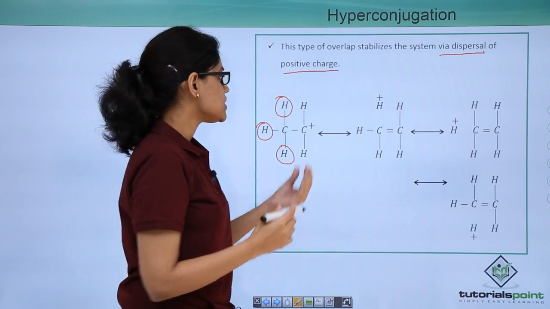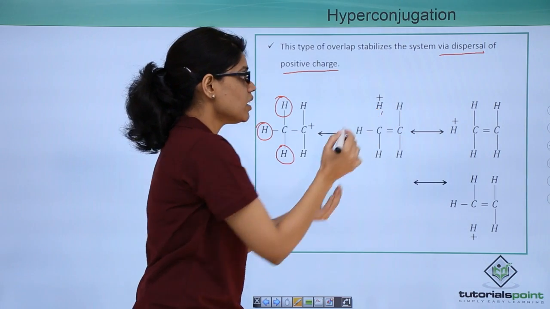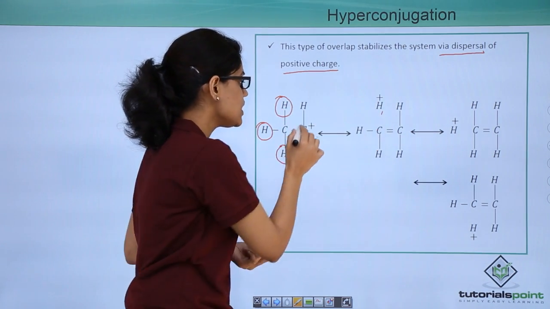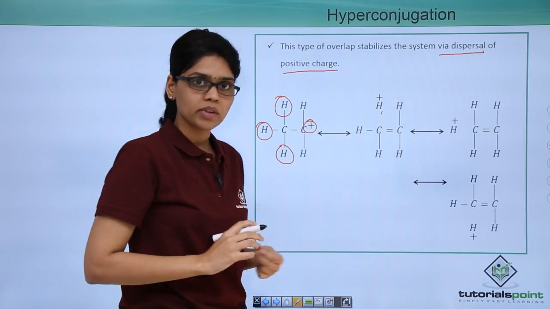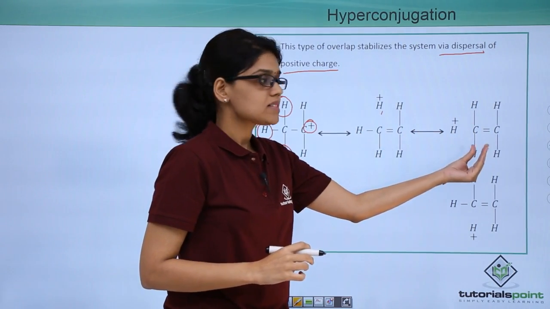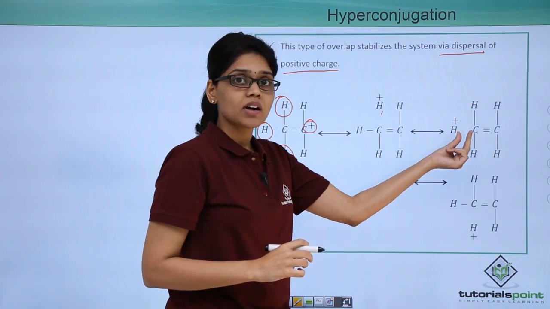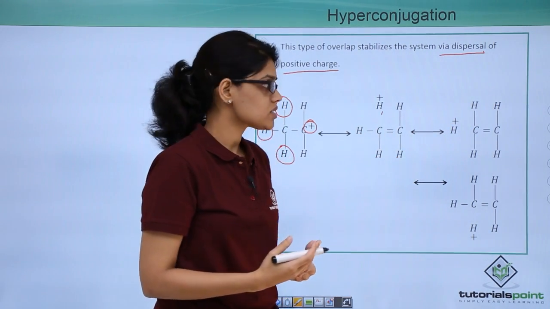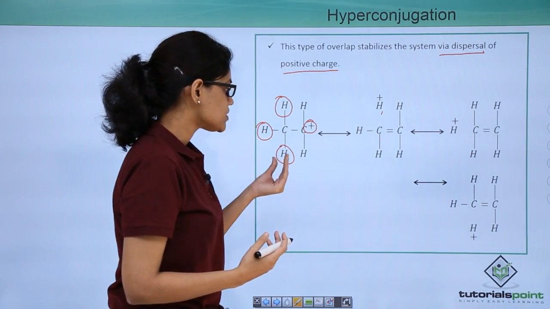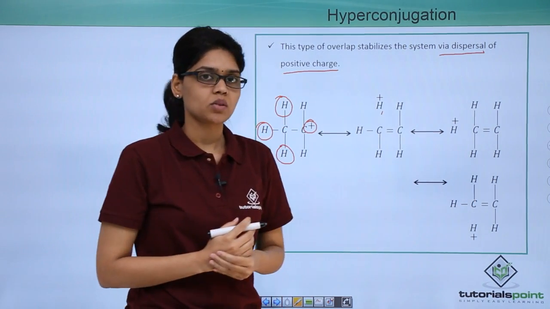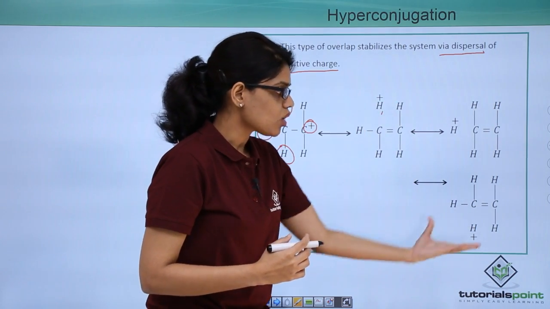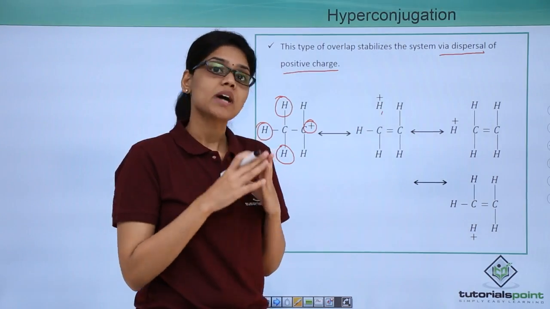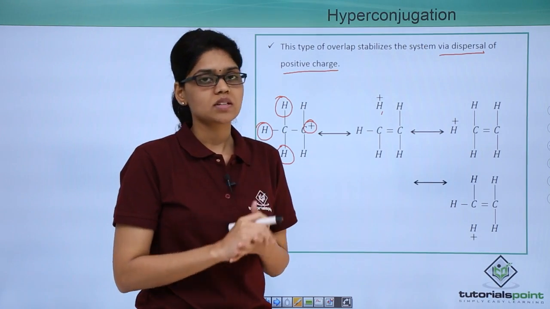In the first structure you can see that this particular H1 undergoes hyperconjugation: the sigma electrons of this bond are involved in partial delocalization and the positive charge is satisfied by forming a double bond. In the second structure, it is this particular hydrogen whose CH sigma electrons participate in partial delocalization. In the third structure, it is the third hydrogen that is involved in partial delocalization. If you look at all of them, there is dispersal of positive charge. So this is essentially how hyperconjugation acts as a very strong stabilizing effect.